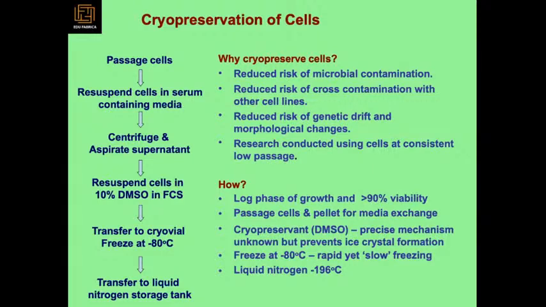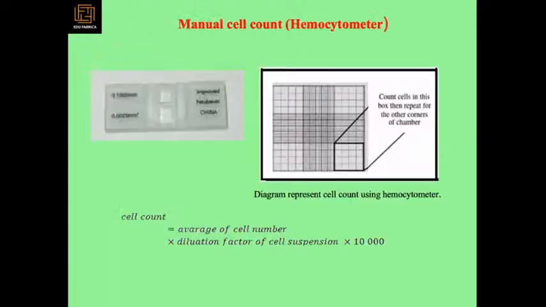So why do we cryopreserve? Because this will reduce the risk of microbial contamination or any cross-contamination with other cell lines. Morphological changes will be stopped, and we will have a consistent low passage number by doing so. So cells should be in the log phase of growth with more than 90% viability, and you freeze at minus 80 degrees Celsius, a slow freezing, then liquid nitrogen at minus 196. The cryopreservant's precise mechanism is unknown, but it prevents ice crystal formation.